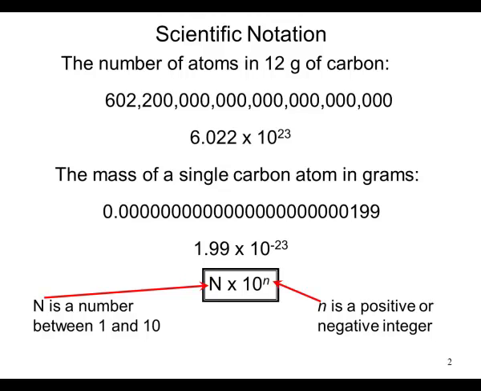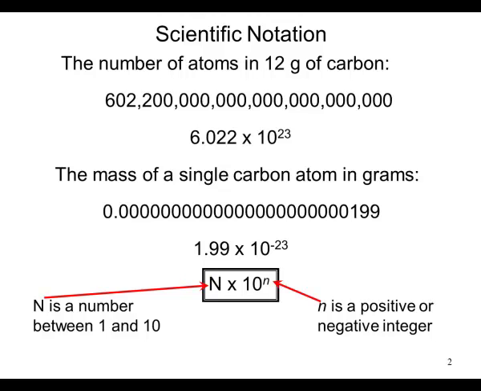In chemistry, we often have to use very large and very small numbers. The number of atoms in 12 grams of carbon is a very large number. It can be expressed as 6.022 times 10 to the 23rd. The mass of a single carbon atom in grams is a very small number. In scientific notation, it can be expressed as 1.99 times 10 to the minus 23rd power.